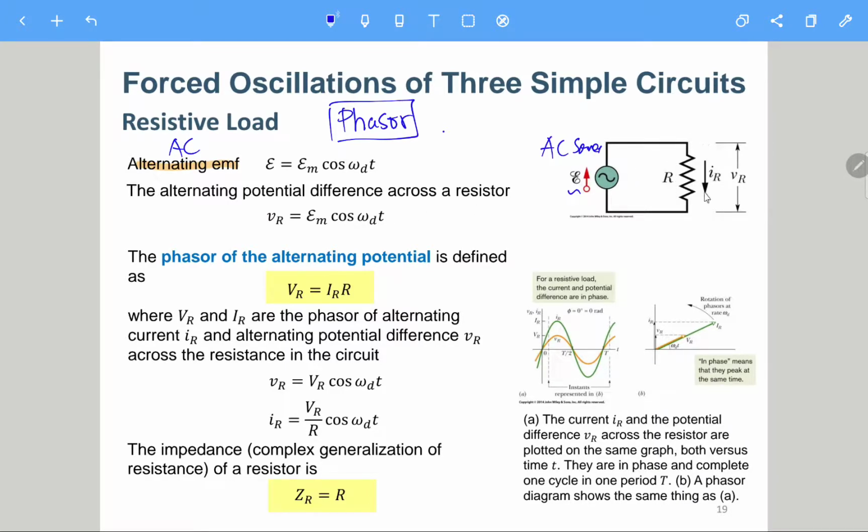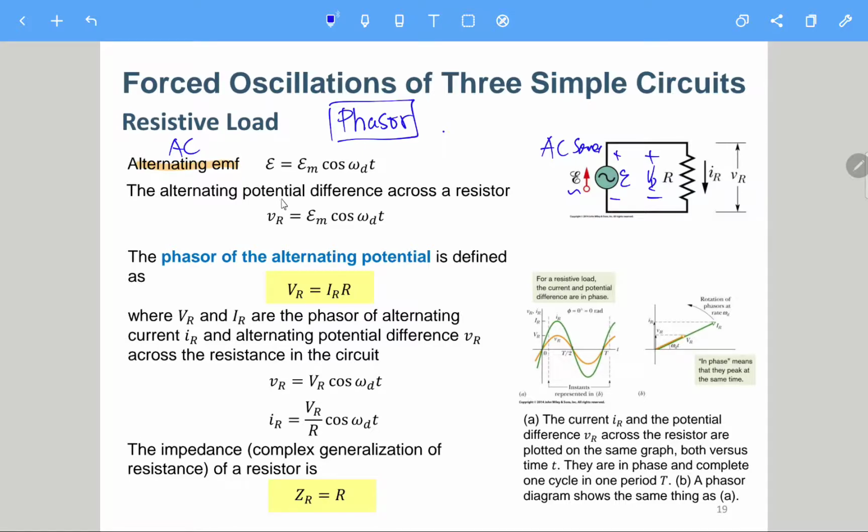And as much as it is a resistor, the resistor also has a potential difference. So I will write it like V_R, plus minus. So this should be E_m times cosine omega_d t, because this is E. So this one should be the same as V_R. So these two are actually the same.